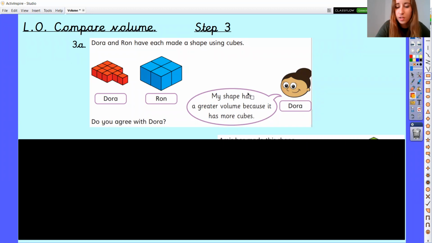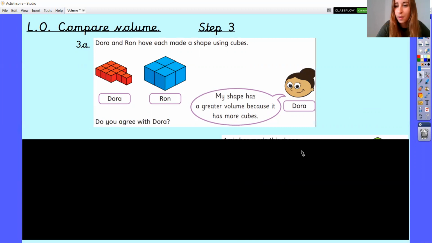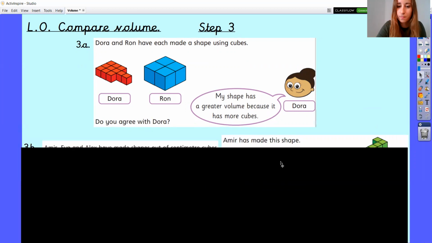Do you agree with Dora? So let's look at what Dora says. My shape has a greater volume because it has more cubes. So have a look at those 2 shapes. Think about what you can see there. And think about whether they might have the same volume, or whether her shape has a greater volume. So you need to write your answer in a sentence. I agree with Dora because, or I disagree with Dora because.